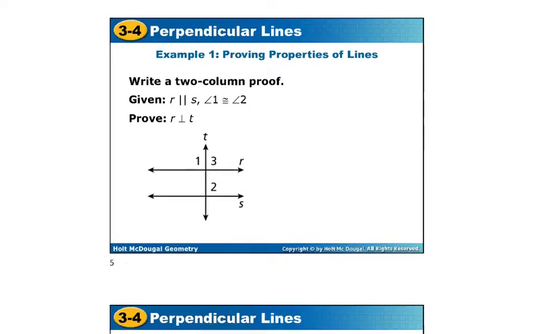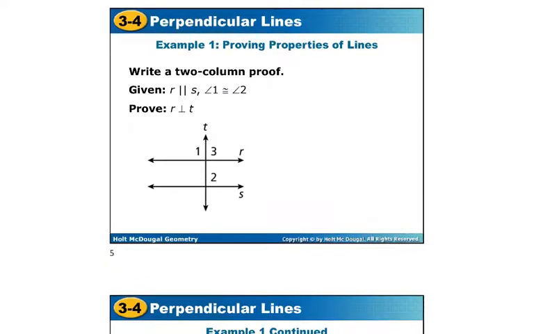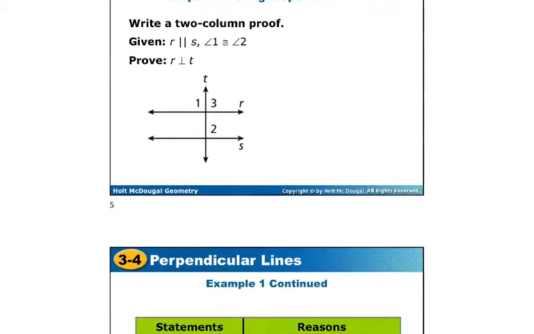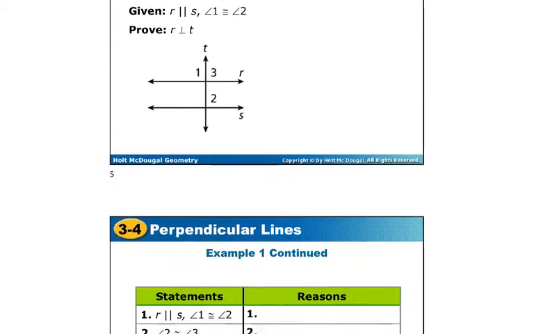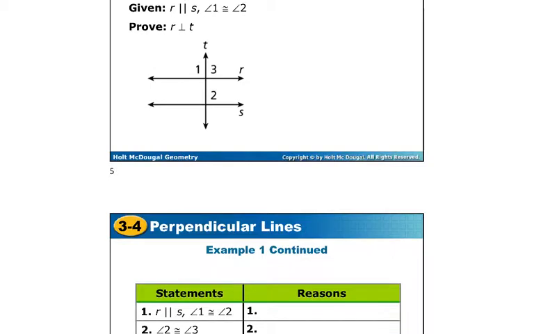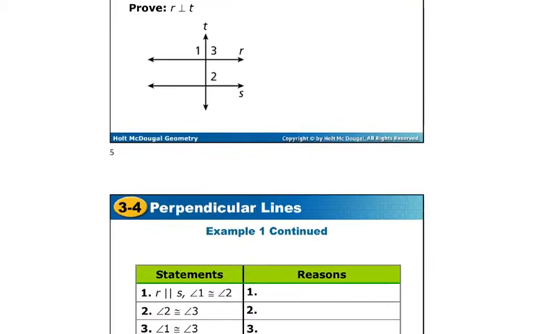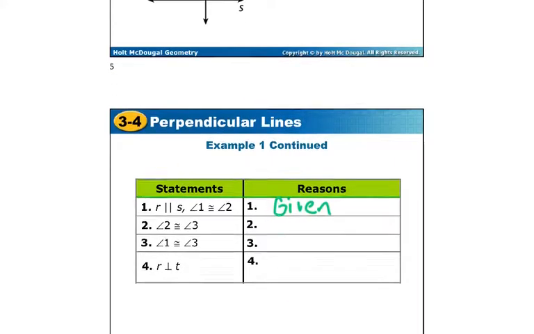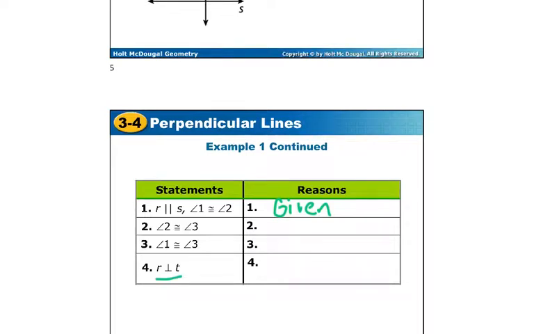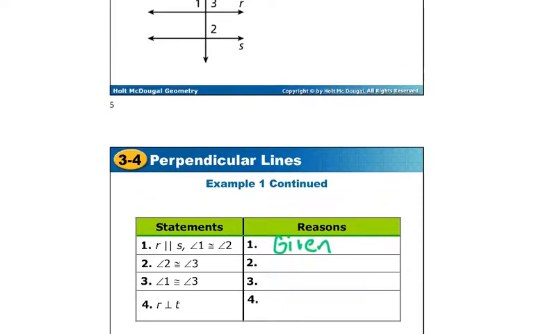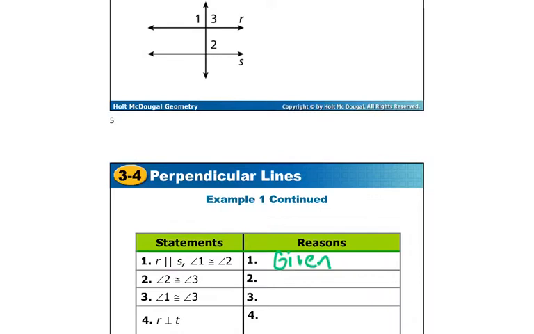All right, so we're going to prove some properties of lines here, and we're going to write a two-column proof for the fact that R and S are parallel, and 1 and 2 are the same. So R and S are parallel, and 1 and 2 are equal is our given. And we need to prove that R is perpendicular to T, and notice it's written down here. We just need to look at our diagram in order to get there.